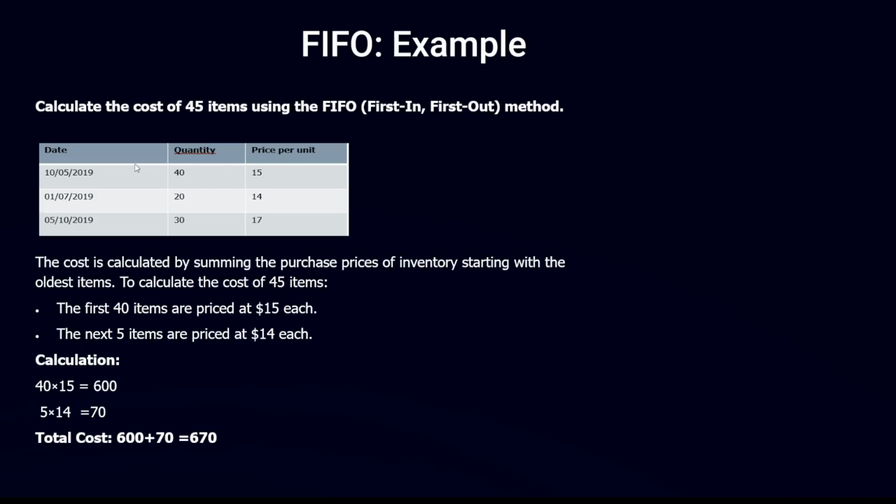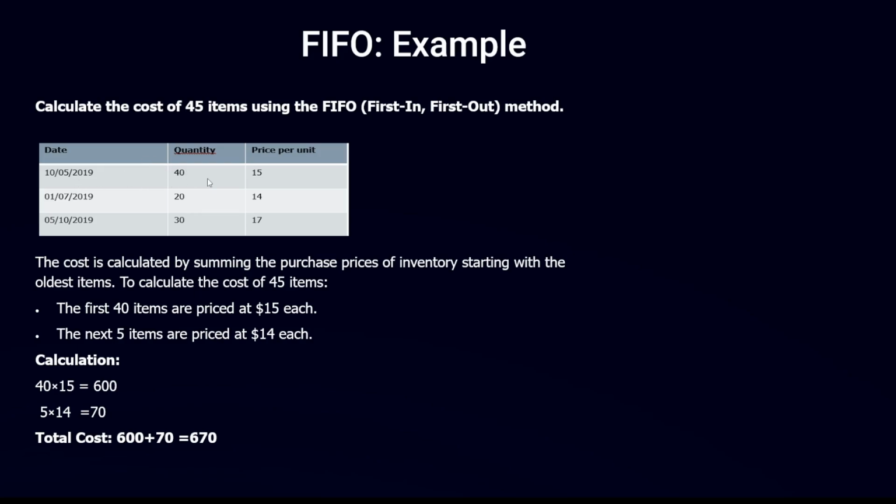This is our purchase. This is the date. In May, we purchased 40 quantities with a price of 15. Then a second purchase with a price of 14. Then the items with a price of 17. In order to calculate the 45 items to be used and considered as cost of goods sold, we start with the first items.